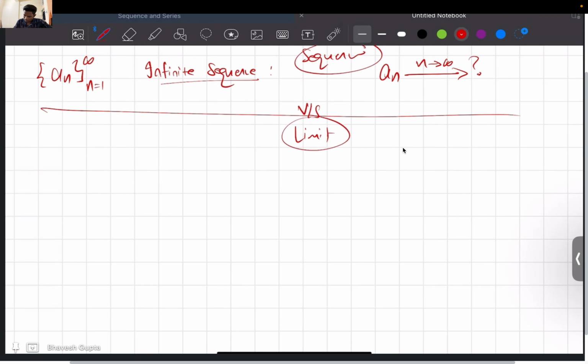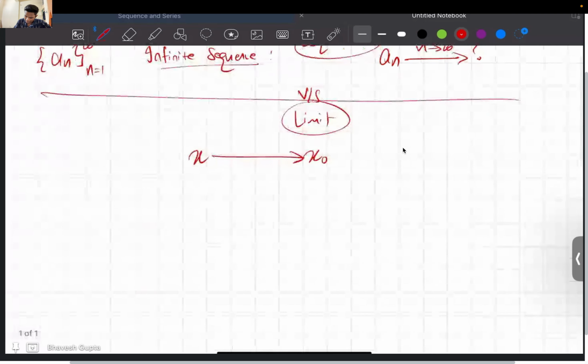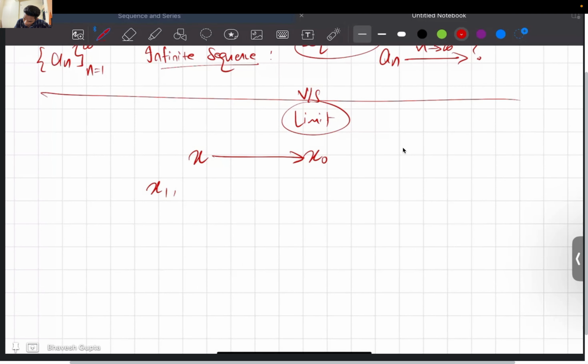Now what happens in the case of limits: you were interested in some x naught, and you are trying to approach from x to x naught. This approach can also be done in steps, not in a continuous fashion, seen as x1, x2, x3, x4, such that my x infinity turns out to be some x naught. So that's what the idea of the sequence tells you here.